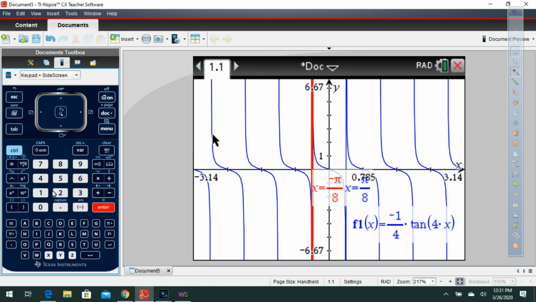See how it compressed it vertically and it compressed it horizontally.